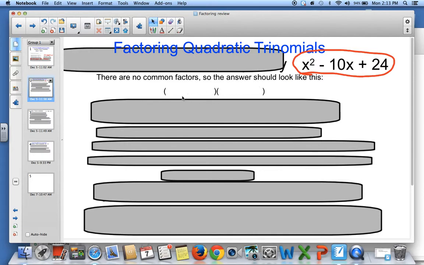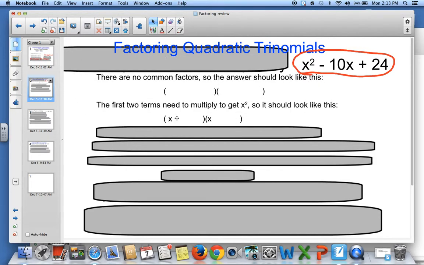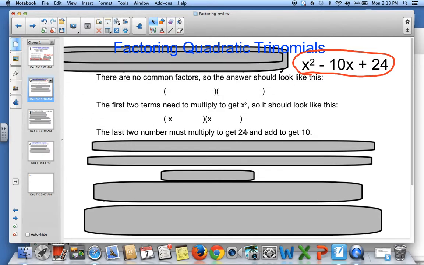There are no common factors, so the answer should look like this: two sets of parentheses. And then I look at this x squared. To get x squared, these first two numbers, whatever is here and whatever is here, will multiply to get x squared, so it's going to be x times x. And then the last two numbers here have to multiply to get 24, because when I do FOIL, I'm going to say x times x, that's x squared, and then I'm going to have other terms, and then the last two terms will be these two.